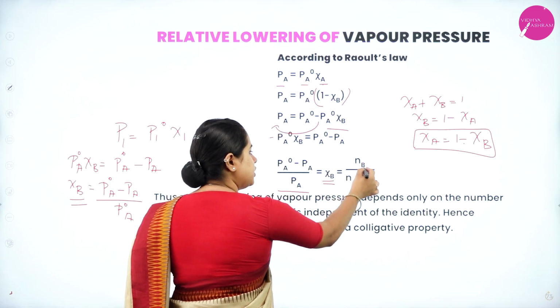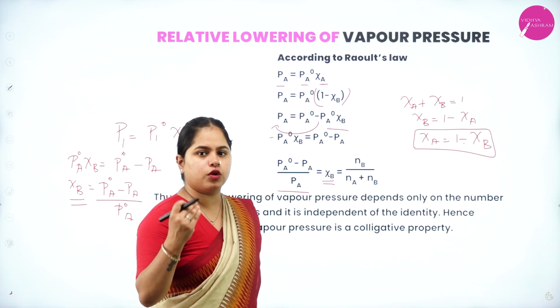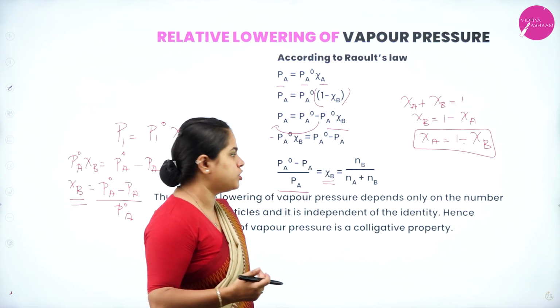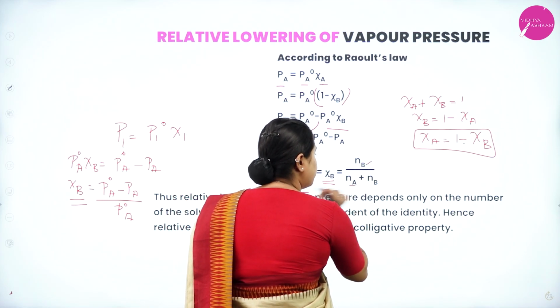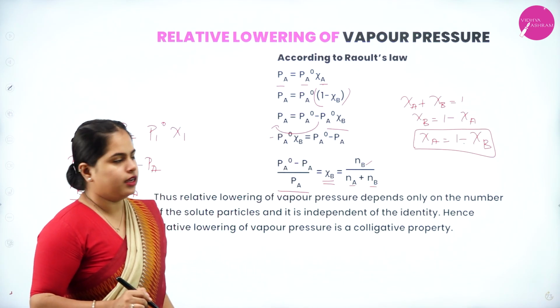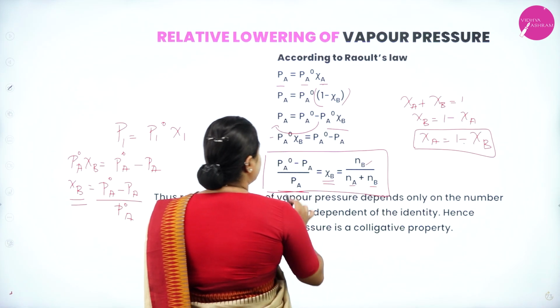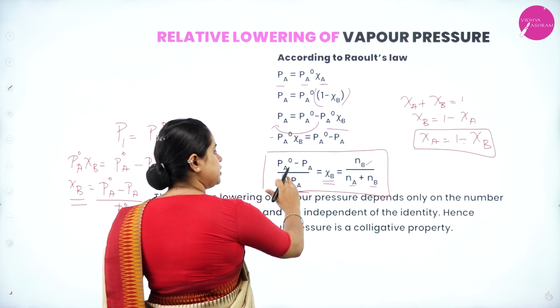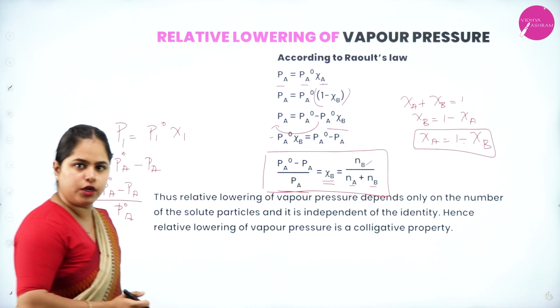Now, mole fraction we can also write in this form. Mole fraction, we know, is the number of moles of the component divided by the total number of moles. So, chi B means the number of moles of solute divided by the number of moles of solvent plus solute. So, in this format also we can write. This is the equation for relative lowering of vapor pressure, which is equal to the mole fraction of the solute, and this is in terms of number of moles. I hope it is clear.